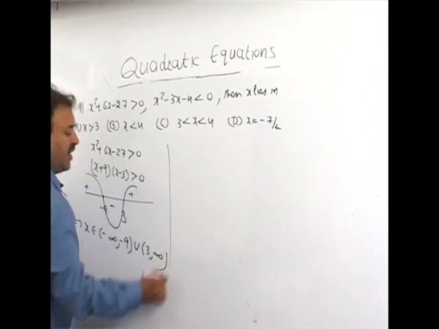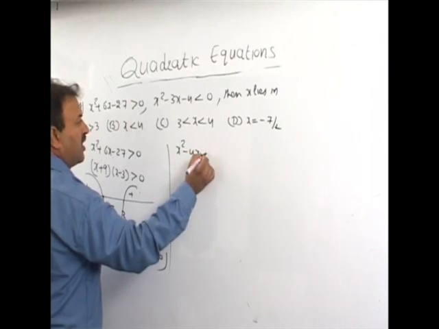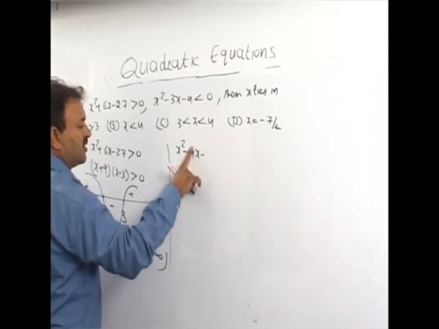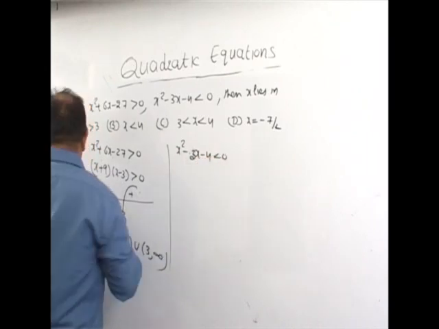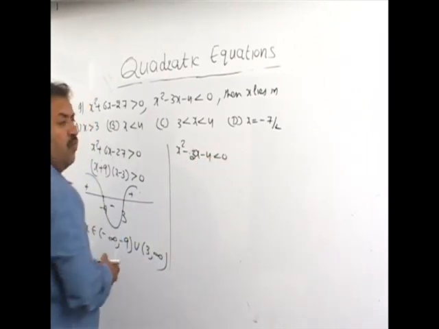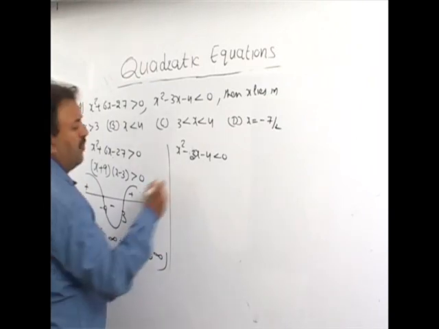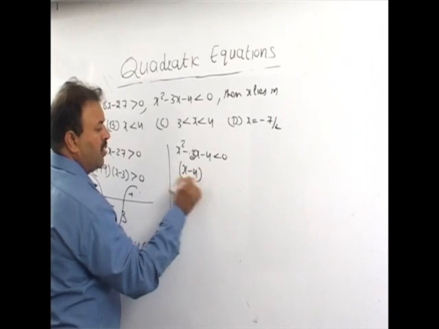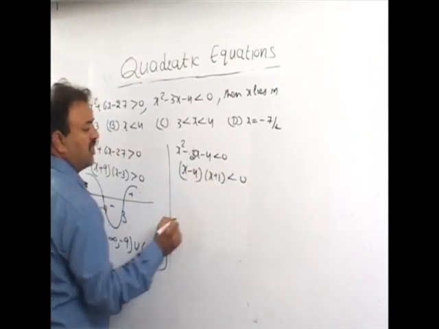Then we take another one: x square minus 4x minus 3x minus 4 less than 0. Now again we make the factors. The factors we got are (x minus 4)(x minus 1)... (x minus 4)(x plus 1) less than 0.